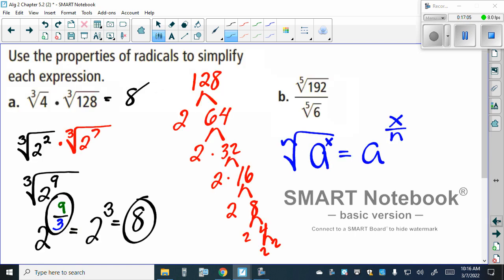Or if we looked at this here and said, well, every group of 3 is going to come out, well, how many groups of 3 can we pull out of 9? 3. So we'd end up with 2 to the third, which gives us 8. So there are different ways to think about this. Any questions on this here?